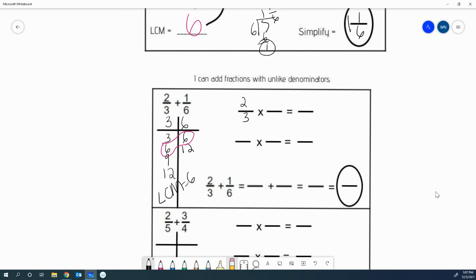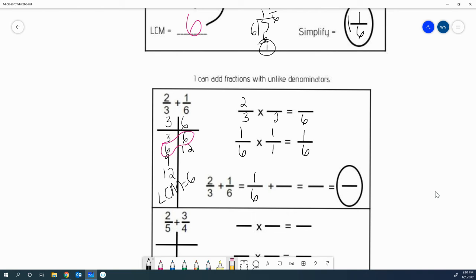We've got our 2/3 and 1/6. And I know I want my denominator to be 6. Look right here, my 1/6. I'm going to leave it alone. 1 times 1 is 1. 6 times 1 is 6. 1/6. Now we need to add in our 2/3 and make it have a denominator of 6.